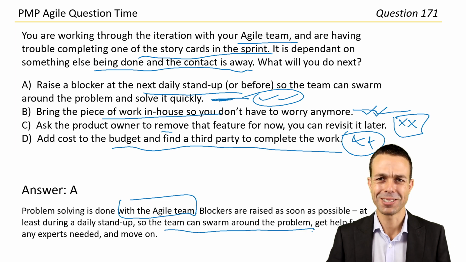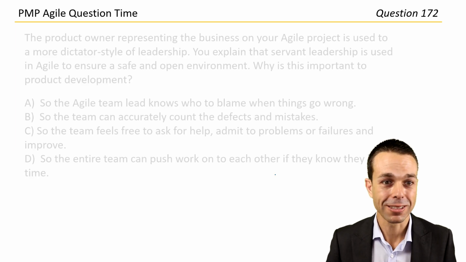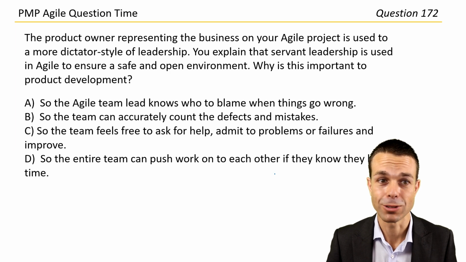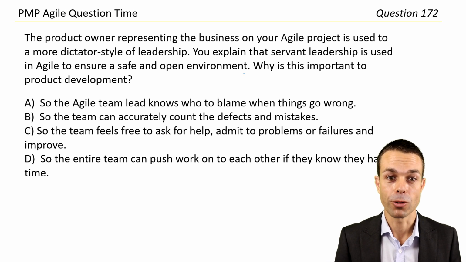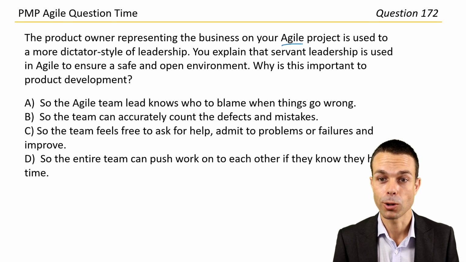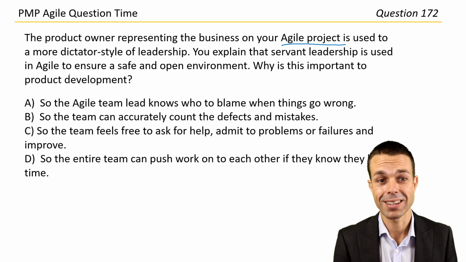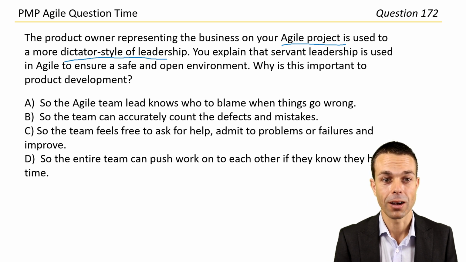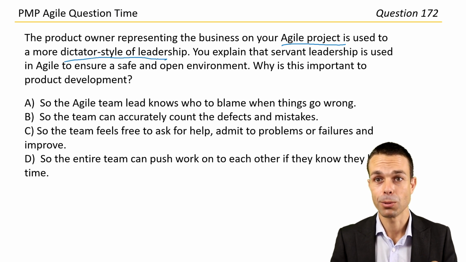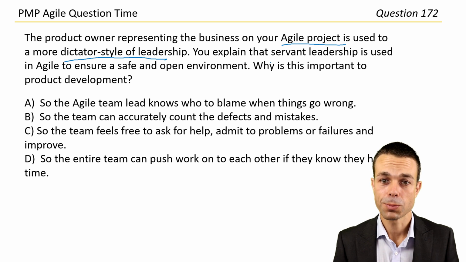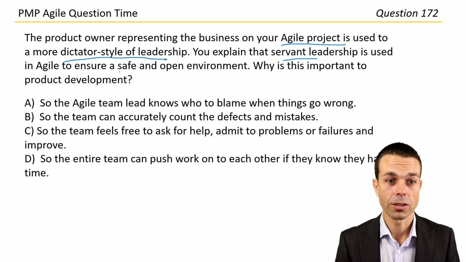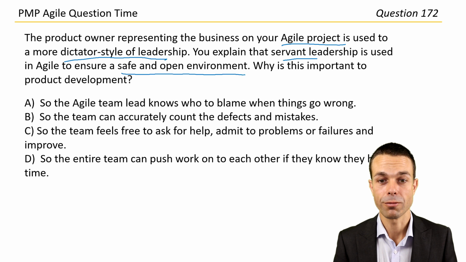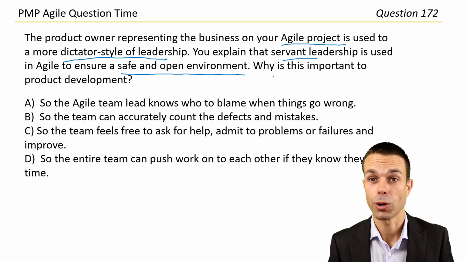All right, good stuff. Next question for us. We are up to number 5, doing great. The product owner representing the business on your Agile project is used to a more dictatorship style of leadership. So they're telling people what to do specifically. You explain that servant leadership is used in Agile to ensure a safe and an open environment. Why is this important to product development?